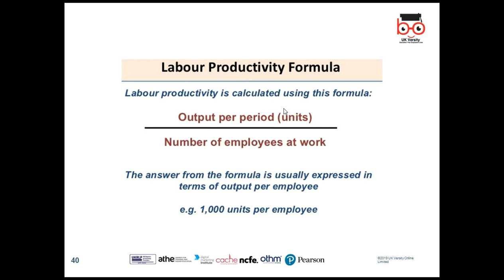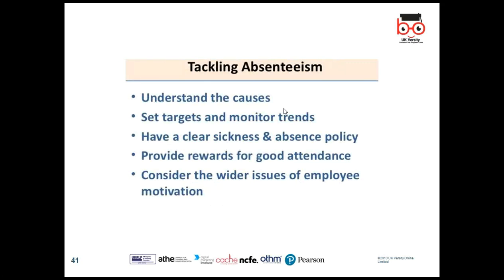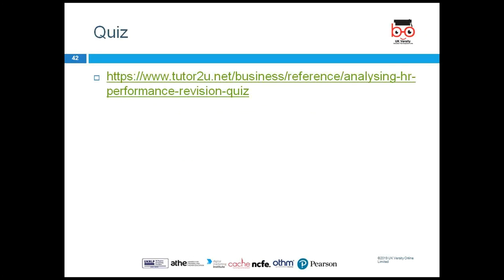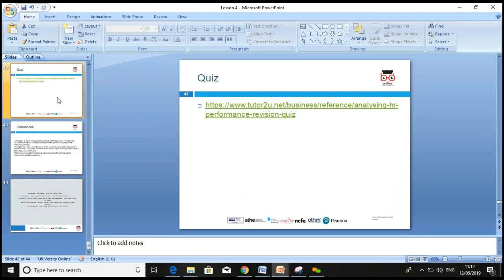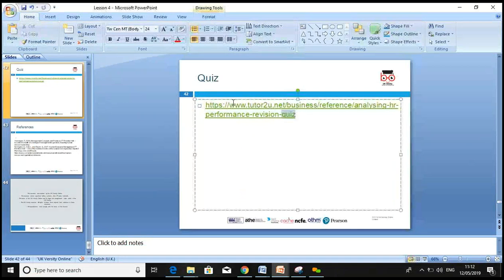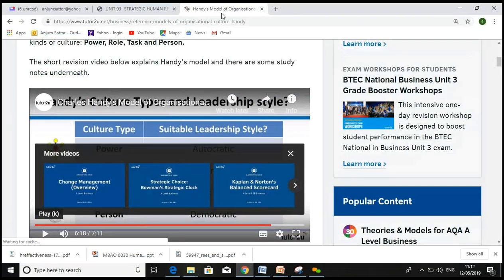So we can divide and look at it per person. Tackling absenteeism: how we can tackle it and understand the causes, set the target and monitor the trend, have a clear sickness and absence policy, provide rewards for good attendance, and consider the wider issue of employee motivation. And that's all really for 4.3. And in 4.3, we can go through a bit of a quiz that will help with the effectiveness in terms of HR. Any question? No, that's okay.